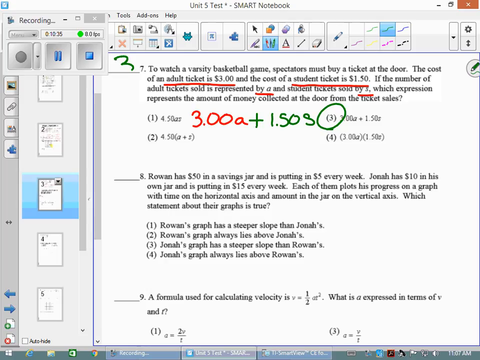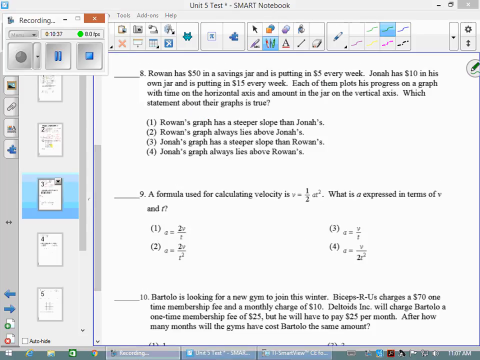Number 8, they're telling you that Rowan has $50 in a savings jar and is putting in $5 every week. Jonah has $10 in his own jar and is putting in $15 every week. Each of them plots his progress on a graph with time on the horizontal axis and amount in the jar on the vertical axis. Which statement about their graphs is true? In order to make a statement about their graphs, I need to write an equation and maybe even look at their graphs so that I know what they look like.